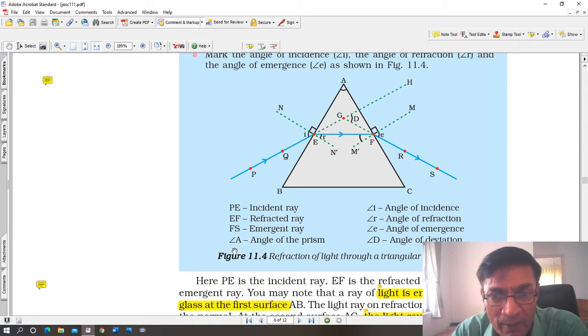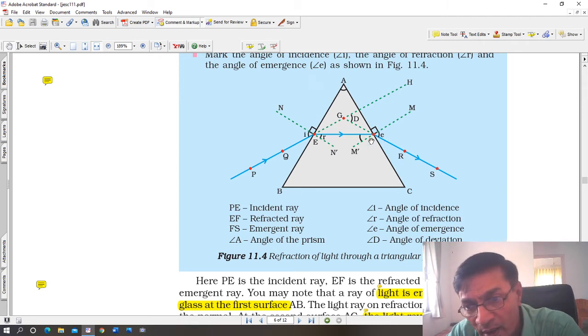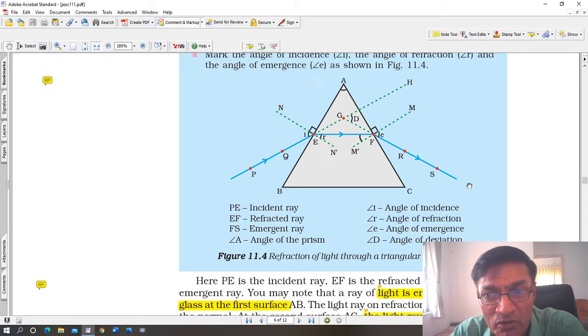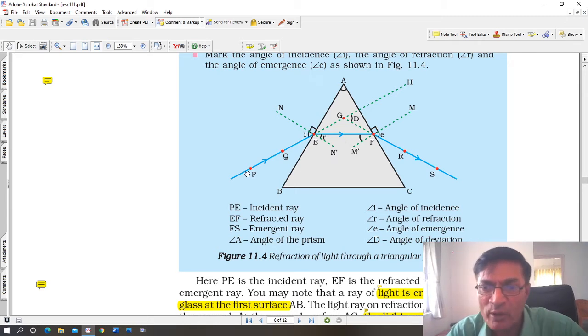So once again, the ray of light PQ is the incident ray of light. E is the point of incidence, where AB, the glass surface of the prism, is. At point E, it begins to travel inside the glass. The medium has changed from air to glass. Now at point F, it comes out. So ray FRS is the emergent ray, and the ray of light EF, which is inside the glass, is called the refracted ray. Alright, so we have three: incident ray, refracted ray, and emergent ray.